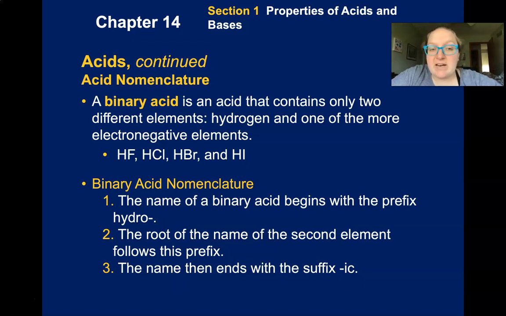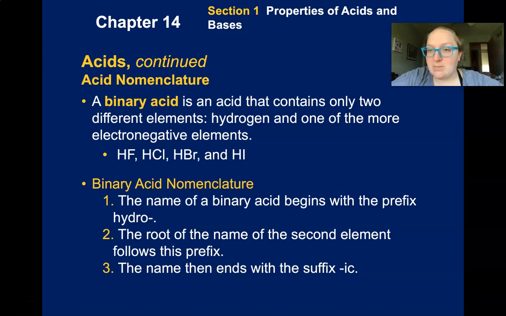And of those binary acids, they tend to have a similar way of naming them. So for instance, the first thing is that they start with hydro, because the H is the thing that's in the front, and then the root of the name is going to be the second element that follows the prefix. So for instance, with fluorine, we'd get hydrofluoric. We'd get the root of the name of the second element, so fluoride is fluor, and then we'd end it with ic, so hydrofluoric acid.